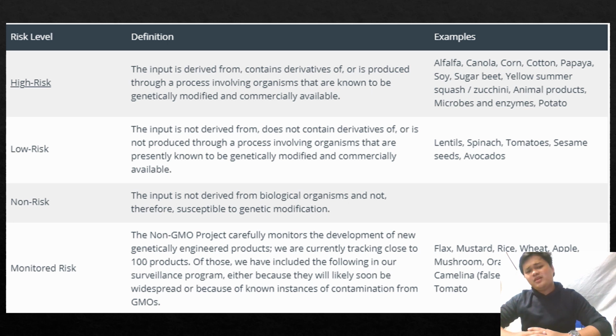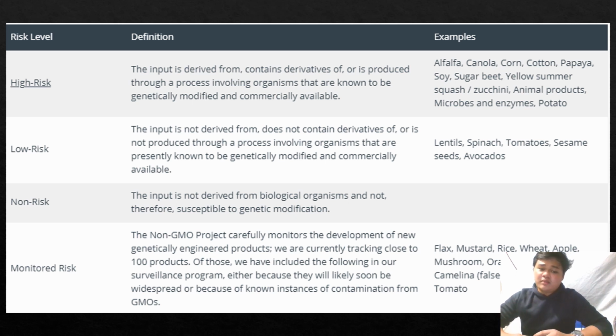Low risk is when the input is not derived from, does not contain derivatives of, and is not produced through a process involving organisms that are presently known to be genetically modified and commercially available. Examples of this are lentils, spinach, tomatoes, sesame seeds, and avocado. Non-risk is when the input is not derived from a biological organism and is not susceptible to genetic modification. And the least of all is the monitored risk.